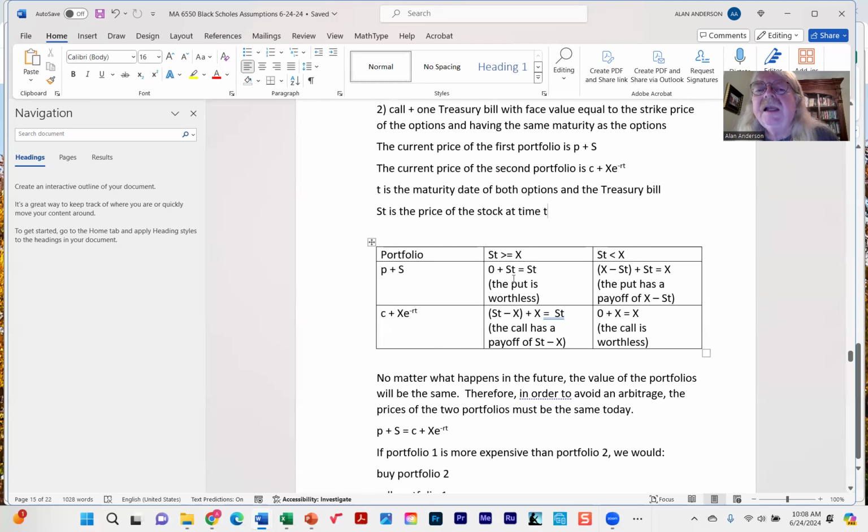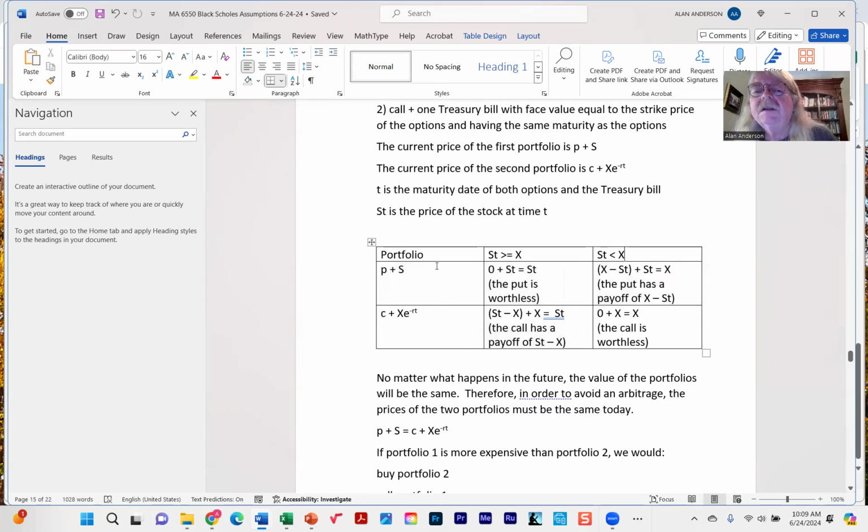And so in the first scenario, the put here is out of the money, but the stock is worth what we're going to call ST dollars, the stock price at time T, which means the portfolio is worth ST. Down here, the call is going to finish in the money. It will be exercised and provide a payoff of ST minus X. We also collect the X dollars, as we said, from the treasury bill. And when you add these up, you can see that the portfolio is worth a total of ST dollars. So in other words, both portfolios are worth the same.